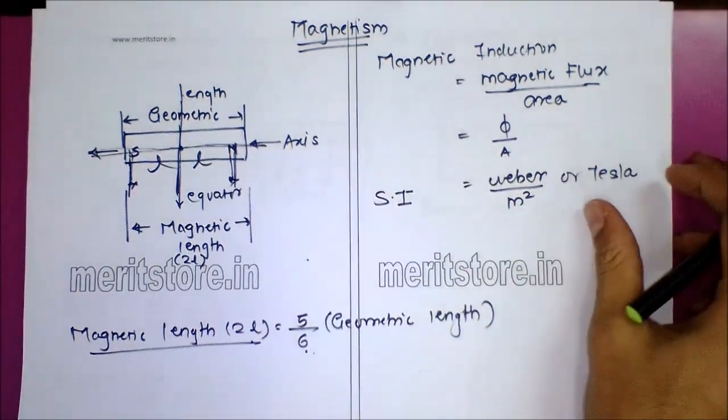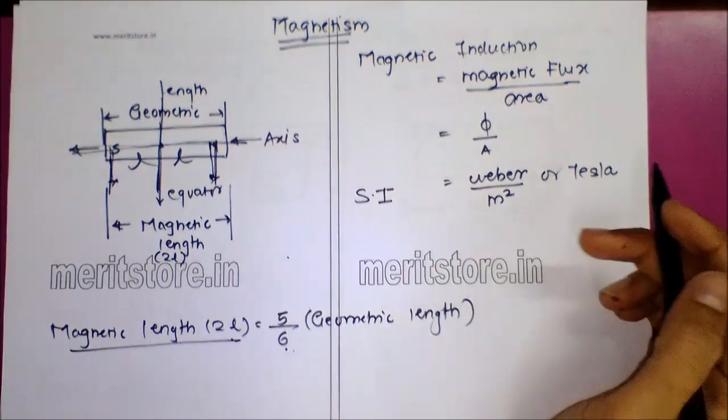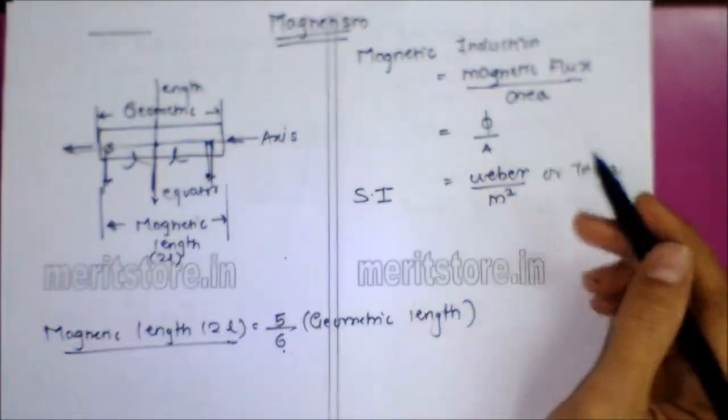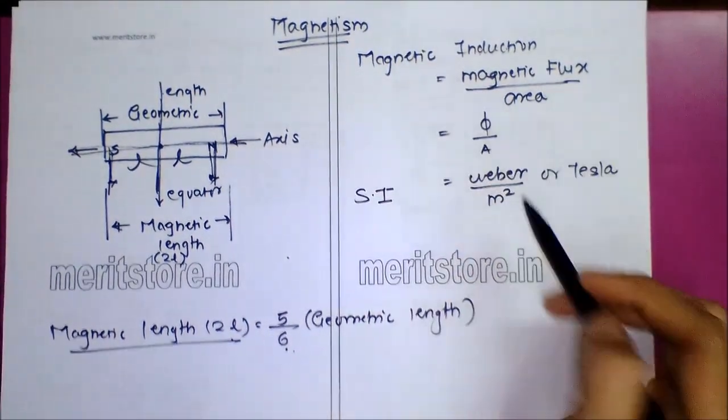Now we have magnetic induction. As we discussed earlier in the magnetic effect of electric current, it is the magnetic field at a particular point. The strength of the magnetic field at a particular point is called the magnetic induction. It is nothing but magnetic flux per unit area.